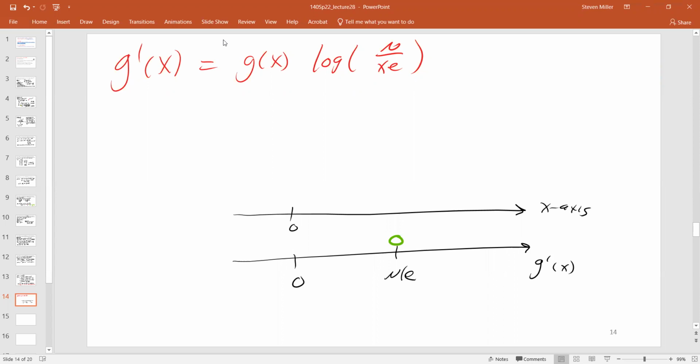When x is less than n over e, do we have the log of a number greater than one or less than one? So if x is smaller than n over e, we have the log of a number that's greater than one. So what will be the derivative? The derivative will be positive or negative? Positive. Your g of x is always positive. This is always positive. So the derivative is going to be positive up until we get to n over e.